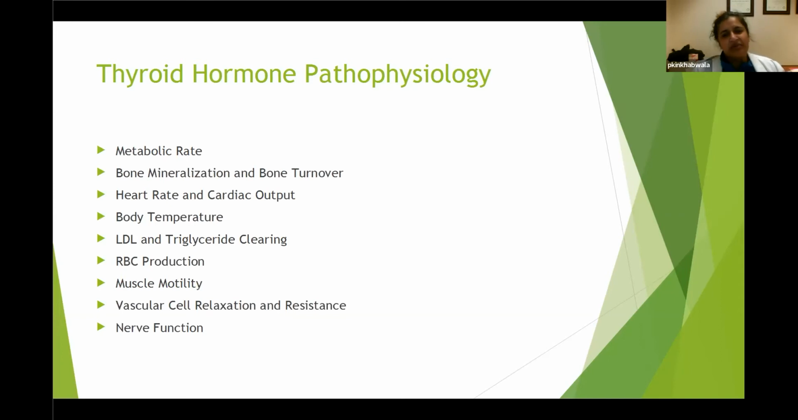Now, what does the thyroid hormone do in the body? I'm going to spend a lot of time talking about this, in terms of both the effects of excessive thyroid hormone and the effects of underproduction of thyroid hormone on the body. So number one is metabolic rate. It controls the metabolic rate of every cell in the body, and we're talking about body systems and individual cells and individual organ systems as well.